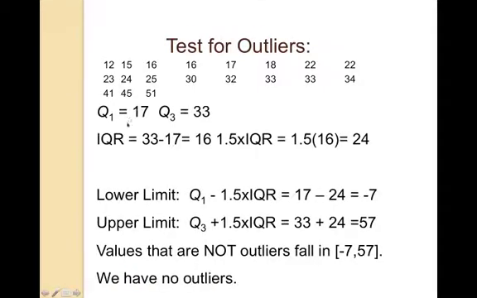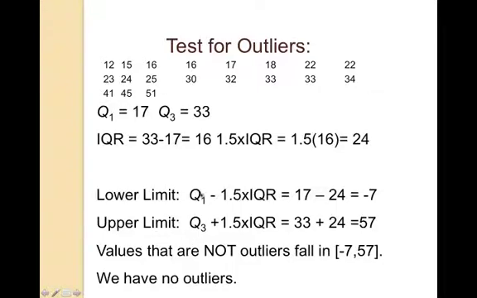Our first quartile is 17, our third quartile is 33, our interquartile range again is 33 minus 17, so it's 16. 1.5 times our IQR, 1.5 times 16 is 24. So we're going to look at 24 units lower than the first quartile and 24 units above the third quartile. So our lower limit or lower fence is going to be 17 minus 24, which is negative 7. Well, we don't have any negative values up here, so we certainly have nothing smaller than negative 7, so we don't have any low outliers. We can already tell that.